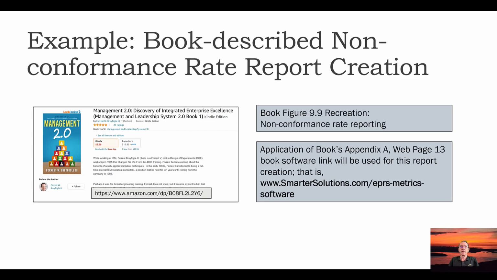The data set that I will be using for this illustration is taken from the book Management 2.0. The figure that I'll be recreating is figure 9.9. The book references an app for creating these particular types of charts, which I call 30,000 foot level reports. The link that is provided in the book is also provided on this slide.